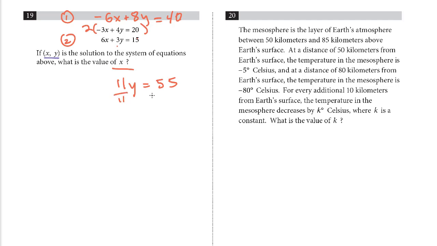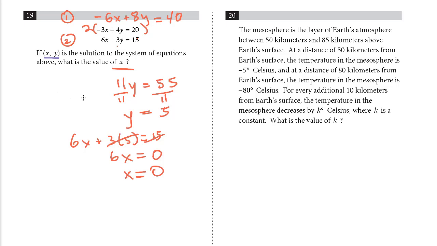Divide through by 11. Y equals 5. So what is x? Well, we're going to have to plug that back into one of the equations. So 6x plus 3 times y, which is 5, equals 15. So subtract 15 from both sides. 6x equals 0. X must equal 0. The correct answer for 19 is 0.